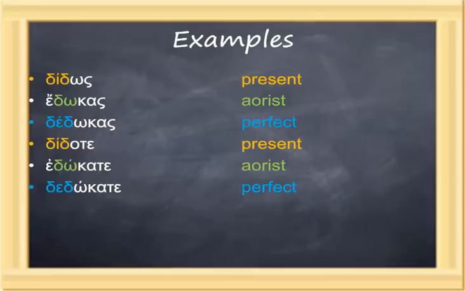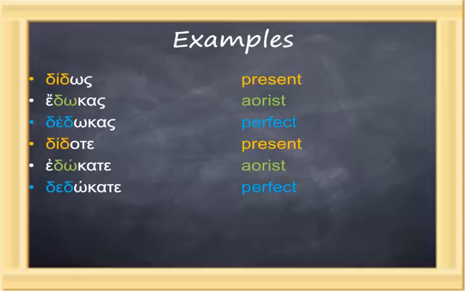Let's take some examples. Didois, present. Edokas, notice no reduplication of either kind, but an augment, has to be aorist. Dedokas has to be perfect. Didomen has to be present. Edomen with an epsilon has to be aorist. Dedokamen has to be perfect.